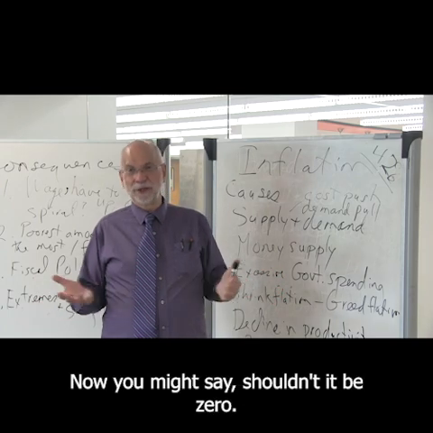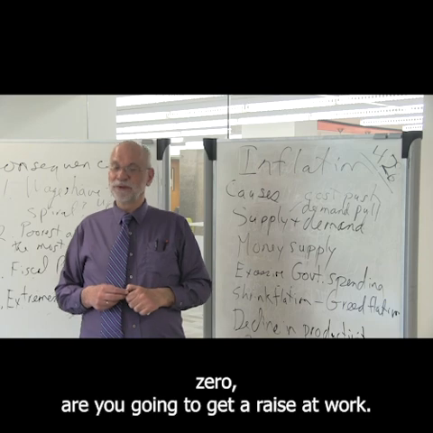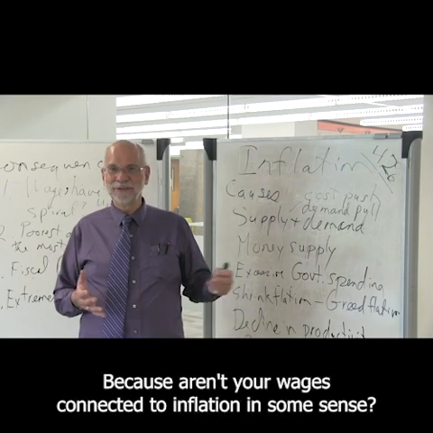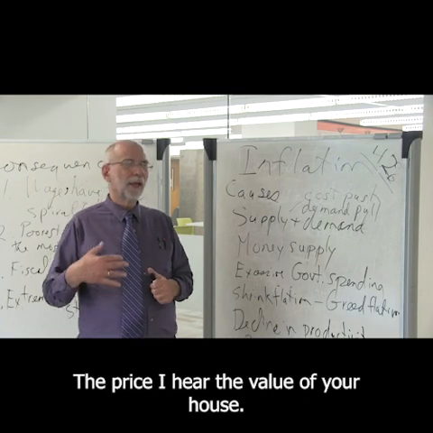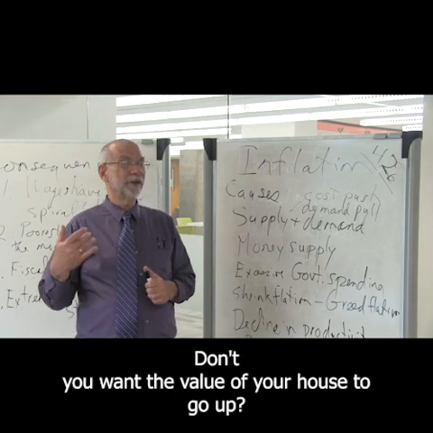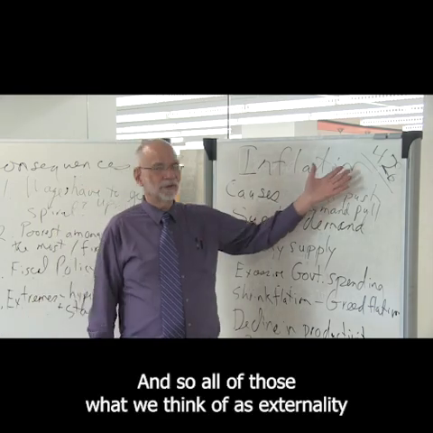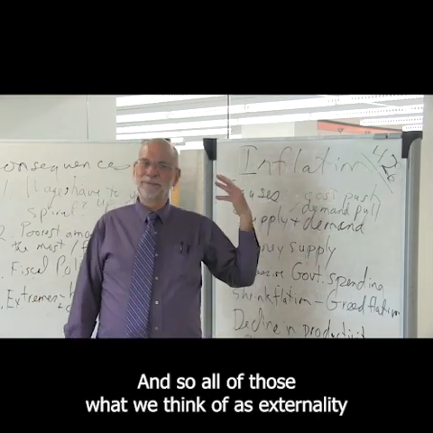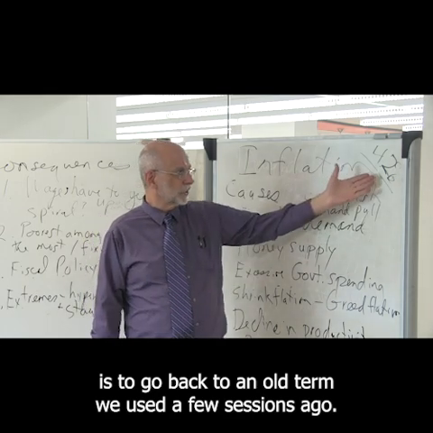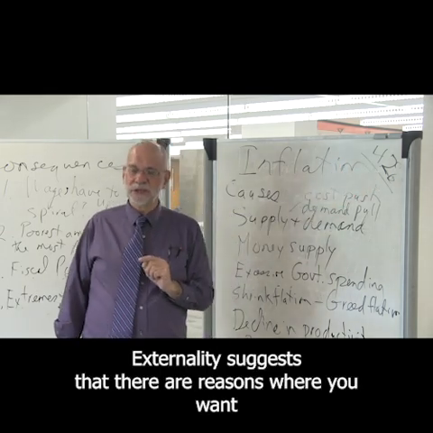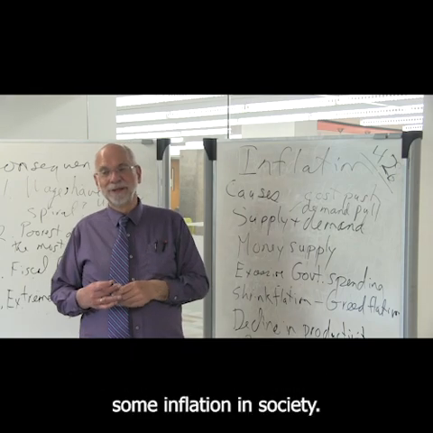Now, you might say, shouldn't it be zero? Well, if it's zero, are you going to get a raise at work? Of course not, because aren't your wages connected to inflation in some sense? Of course they are. The value of your house, don't you want the value of your house to go up? And the answer is, of course you do. And so all of those, what we think of as externalities, to go back to an old term we used a few sessions ago, externalities suggest that there are reasons we want some inflation in society.